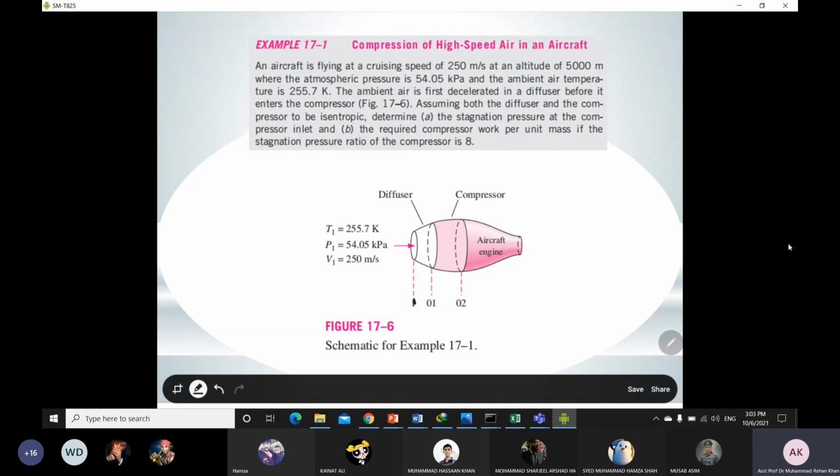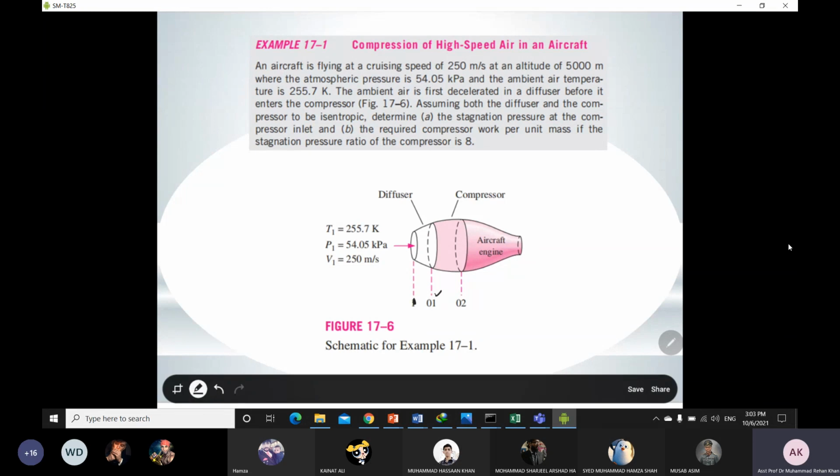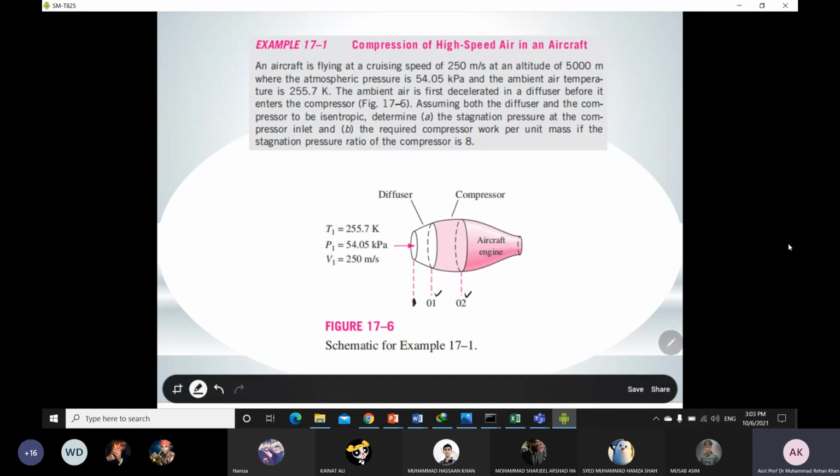This is 0 1, so this is just for understanding purpose. That 0 1 means that this is the stagnation point, and this is another stagnation point, which is point 2. So you can write any numeric value, 1, 2, 3. Okay, just for your convenience.